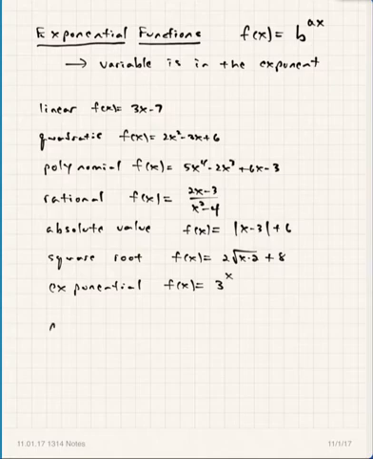Now, when we talk about an exponential function in general, b raised to the ax power, the a and the b are real numbers. There are some restrictions here. The b value must absolutely be positive. You can't have a negative base for an exponential function, so it's always got to be positive.